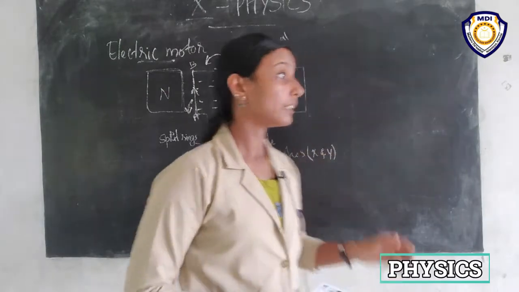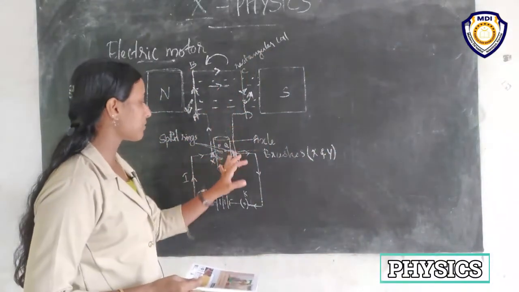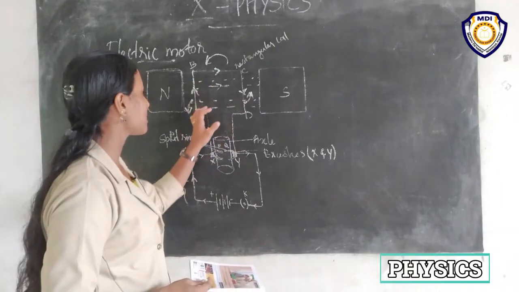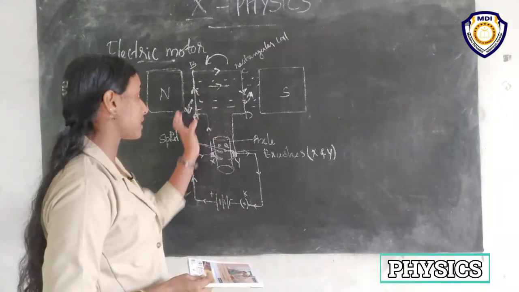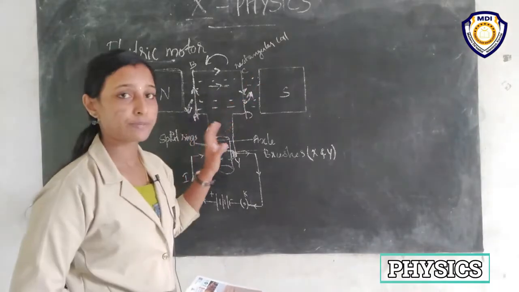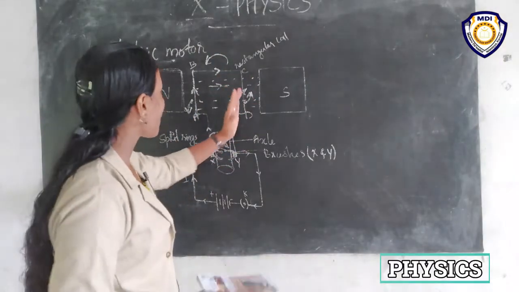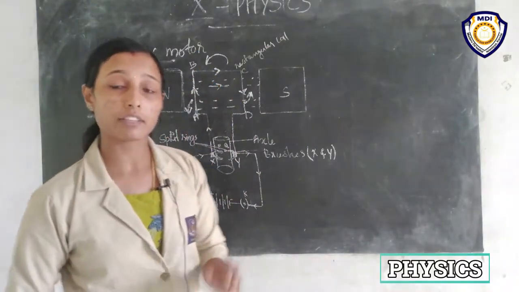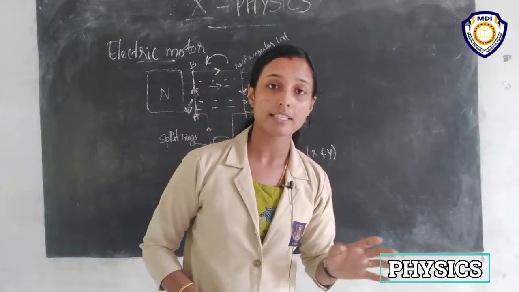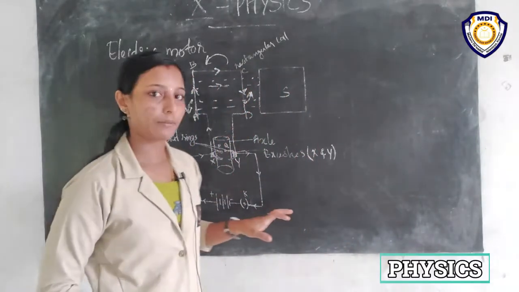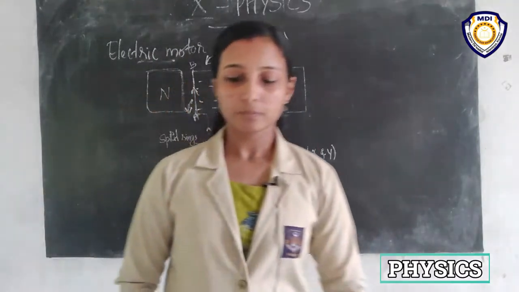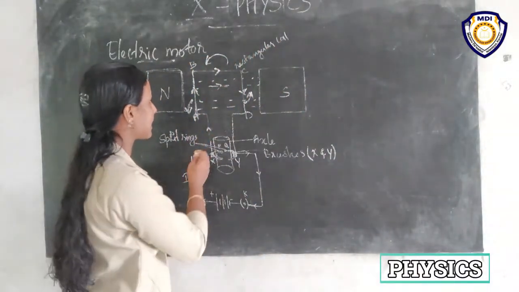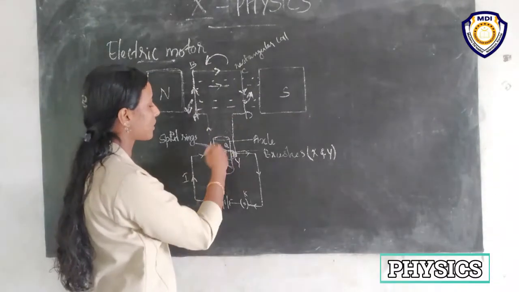So this armature coil is free to move, and due to this force, that is AB experiences a downward force and CD experiences an upward force, this coil will rotate like this. An anti-clockwise rotation is experienced by this coil. Okay, that is actually what happens, and at that time we can see half rotation.